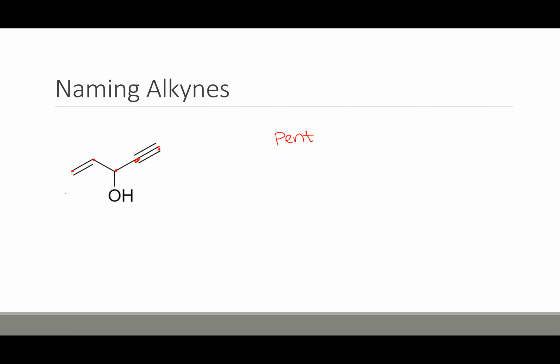So what else do we have on this chain? There is an alcohol, there's a double bond, and there's a triple bond. So that means that there is an -ol group, an -ene group, and an -yne group. And I'm going to decide where they go and their numbering.